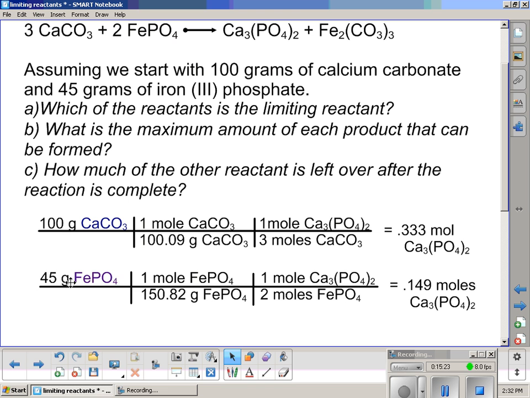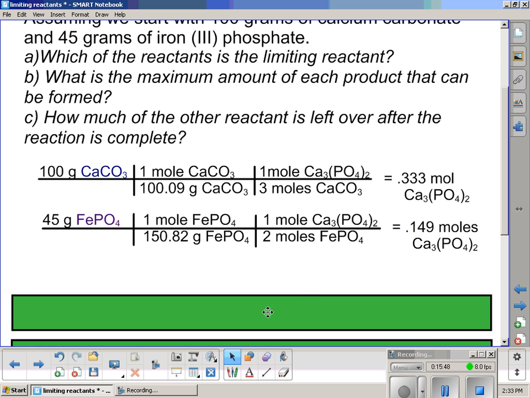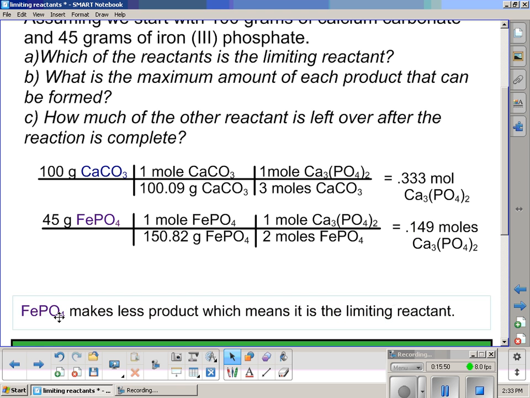And our second stoichiometry problem to figure out, 45 grams of iron phosphate, our conversion to moles, and our mole to mole ratio. We found calcium phosphate for both of these. And it looks like all we can make is 0.149 moles of calcium phosphate because that's when the iron phosphate runs out. Therefore, we know it to be the limiting reactant. Makes less product, makes it the limiting reactant.